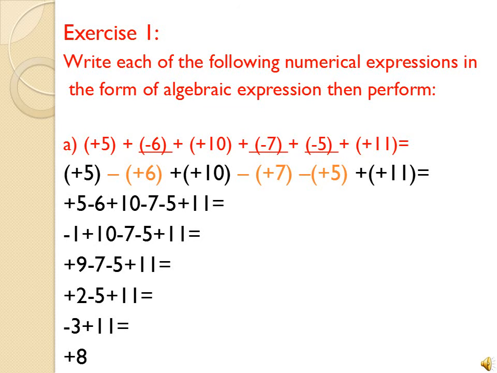Then I solve the first two. Plus 9 minus 7, they have different signs also, so I must subtract them and I put the sign of the bigger one, which is here 9. So it will become plus 2 minus 5 plus 11. Again, solve the first two. 2 and 5, they have different signs, so I subtract them and I put the sign of the bigger number, which is here 5. I put minus 3, because 5 minus 2 is 3. Do I put plus or minus for the 3? Certainly minus, because 5 is bigger than 2. Then minus 3 plus 11 equals plus 8, because I must subtract them and again put the sign of the bigger number.